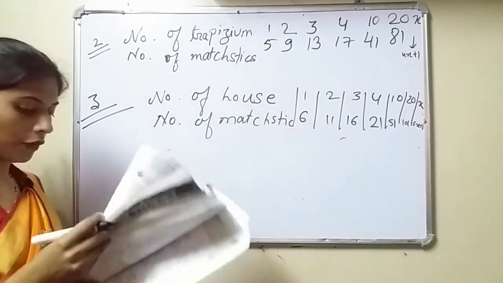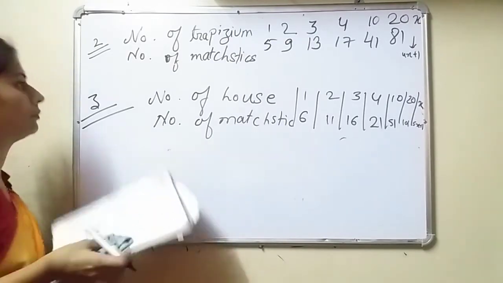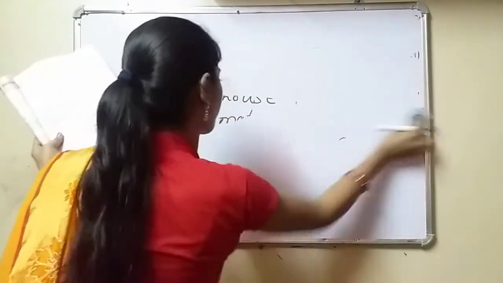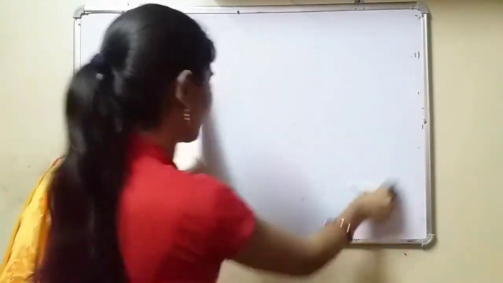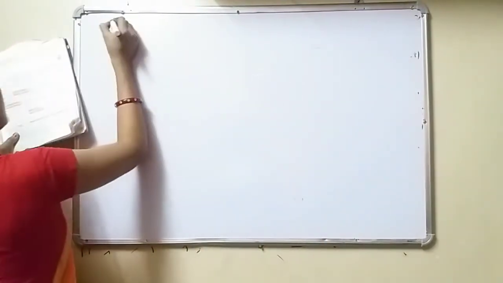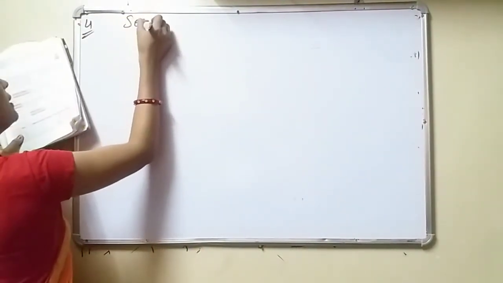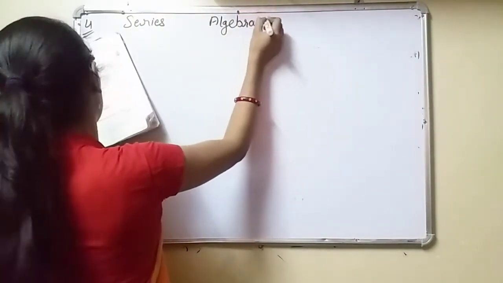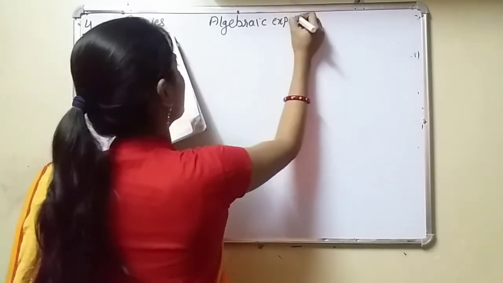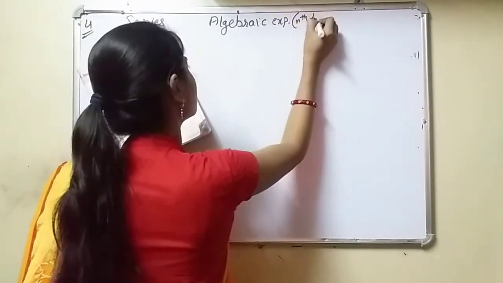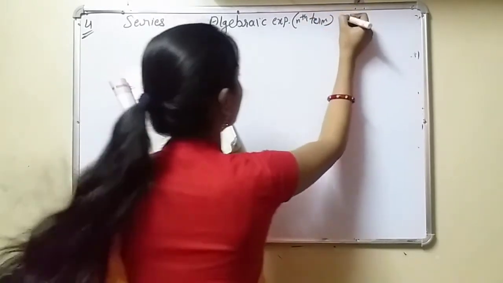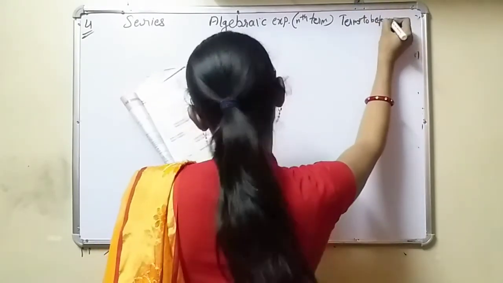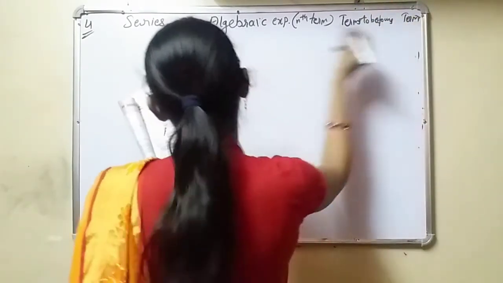Now see question number 4. Series is given here. Series, algebraic expression or nth term. Terms to be found, it is given here, terms to be found and term.